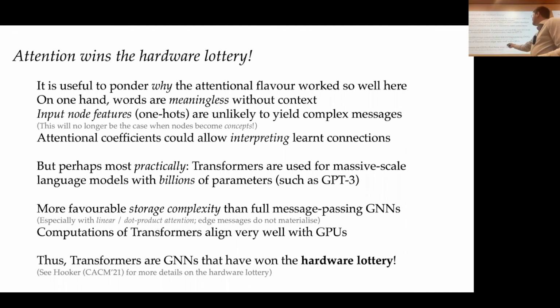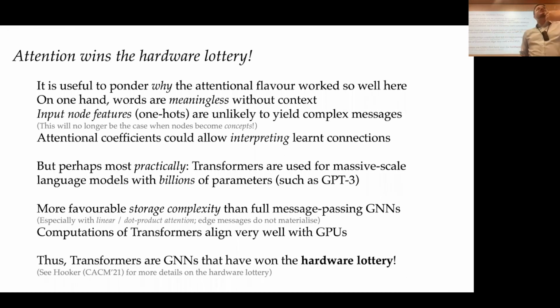And most practically, because it's a dense matrix multiplication oriented system, it can be used for massive scale language models with billions of parameters like GPT-3. And also because it has a more favorable storage complexity than message passing GNNs, where you need to store an extra vector for every single pair of nodes. This means you align transformers really well with GPUs, right? So the hardware we have right now is really good for executing these kinds of models. So one different way of saying this is that you can think of transformers as graph neural networks that are winning the current hardware lottery. They are the model that is best suited for the model of computation that we have right now, and it conveniently supports graph structured reasoning over the graph of words.